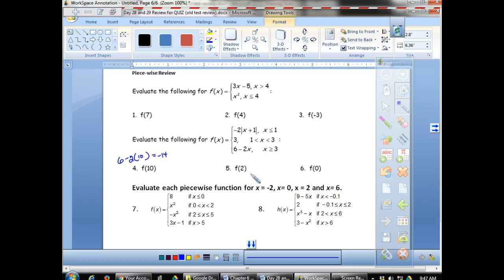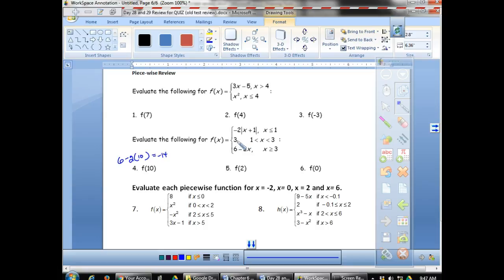And the next one is f of 2. So I have to see where 2 is in each of these domains. Is it in this first one? No. 2 is not less than or equal to 1, but 2 is between 1 and 3. So this is the function that I need.